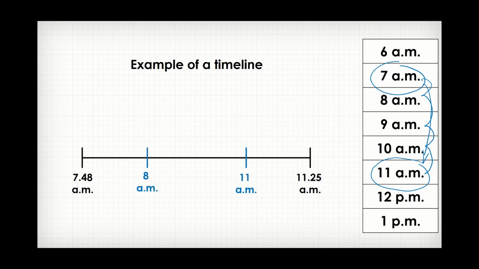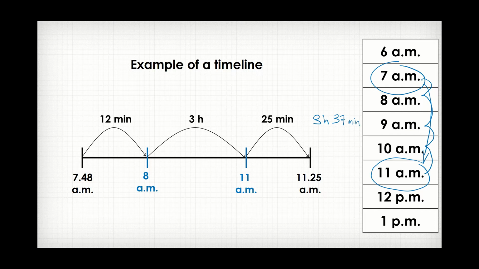Now, in a timeline, there can also be some middle markers, which is part of our working. It helps us to find the duration more easily. And there's a duration as well. Over here, if you were to add up the duration, you will know that this is 3 hours plus 12 minutes plus 25 minutes will be 37 minutes. That's the total duration.